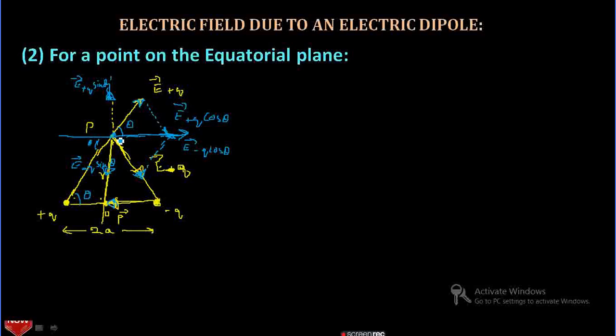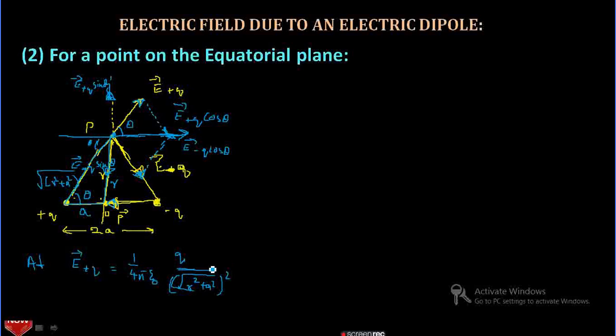So now consider the electric field at P. E plus q is equal to 1 by 4 pi epsilon naught times q divided by the square of the distance of the positive charge. What is this distance? This is the hypotenuse. Look at this right angle triangle. This side is a, this side is r. What about this? This is the square root of r square plus a square, whole square. So what happened here?